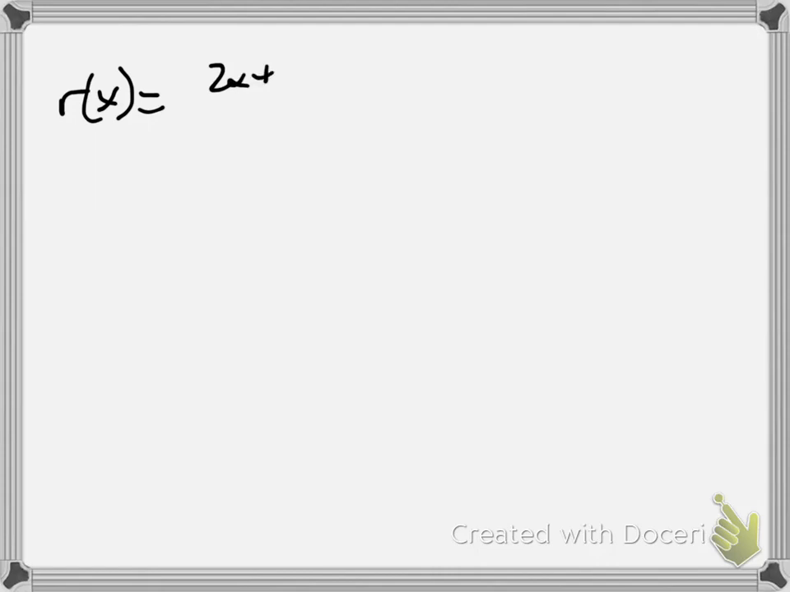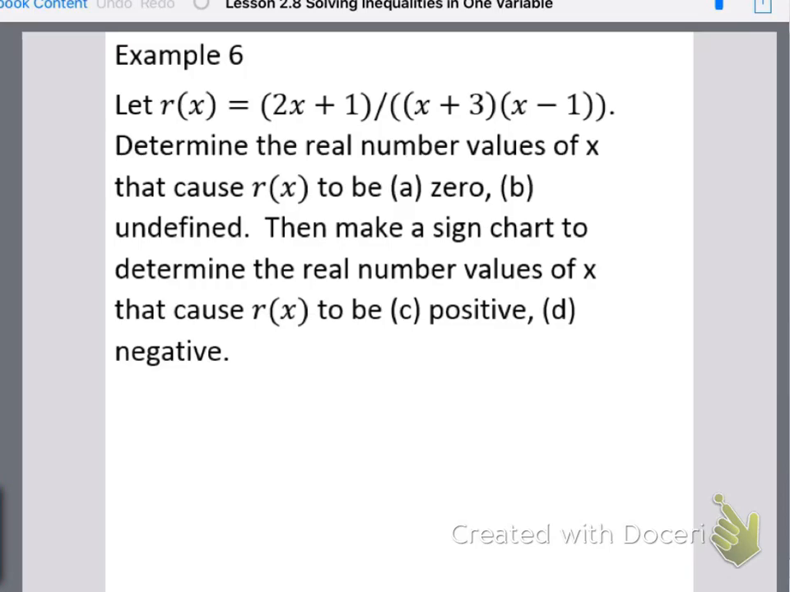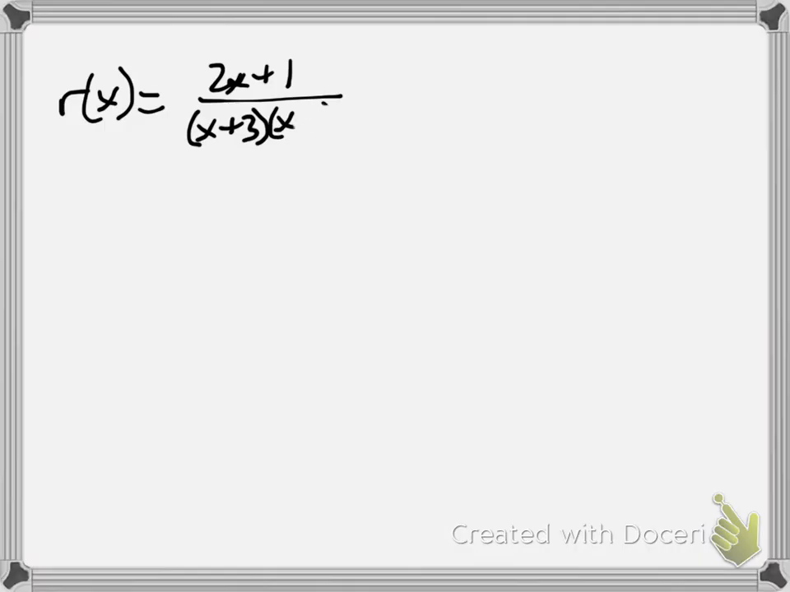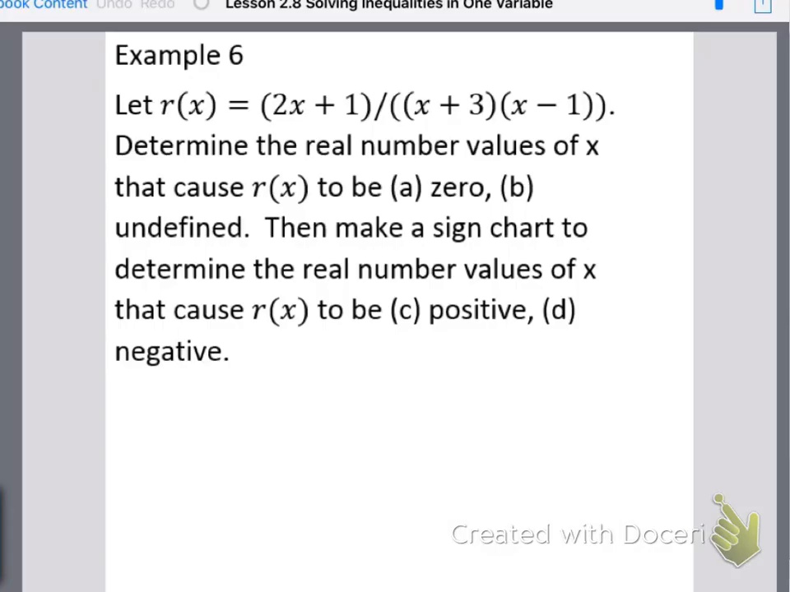2x plus 1 over (x plus 3)(x plus 1)(x minus 1), excuse me. Okay, now what do they want? Determine the real number values of x that cause r of x to be 0 and undefined. Let's do that first.